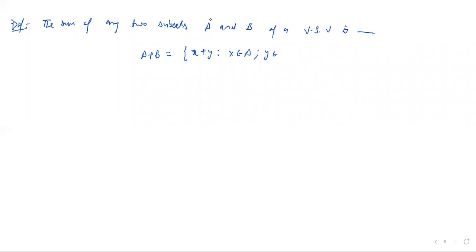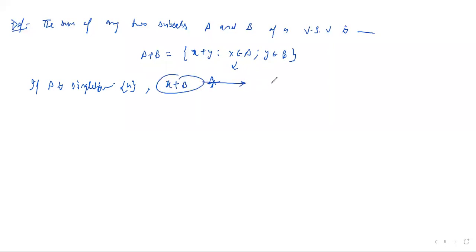Okay, now if A is a singleton, that means A has the element X, then the sum of these two subsets can be represented as X plus B. X plus B is said to be a translate of B. If a subset A is a singleton, which is X, then we can represent the sum of them as X plus B, and we say that this is a translate of B.